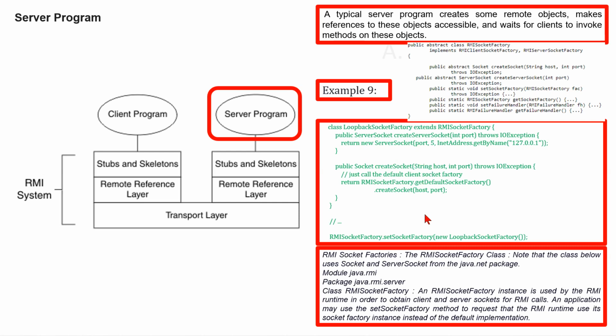Set the java.rmi.server.hostname system property to 127.0.0.1 to ensure that generated stubs connect to the right network interface. Just call the default client socket factory.